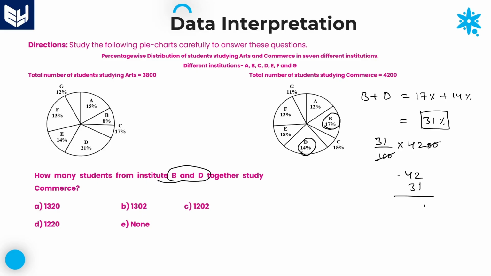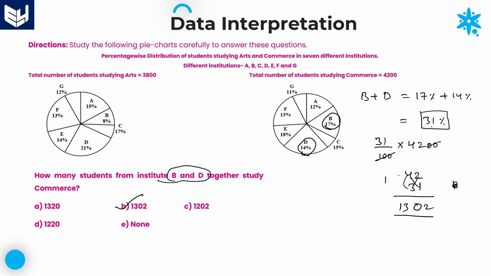2 ones are 2. 4 ones are 4 plus 2 threes are 6. 4 plus 6, 10, 1 is carry. 4 threes are 12, 12 plus 1, 13. 1302. That is the required answer.